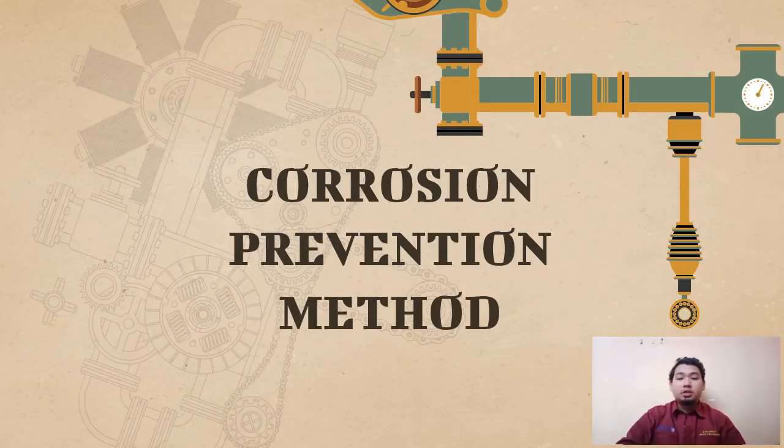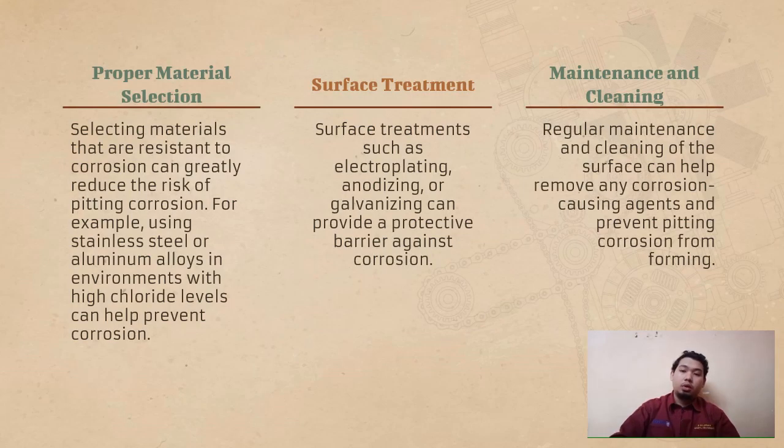Okay, the next slide is corrosion prevention methods. For corrosion prevention, there are six methods. The first one is proper material selection. Selecting materials that are resistant to corrosion can greatly reduce the risk of pitting corrosion. For example, using stainless steel or aluminium alloy in an environment with high chloride levels can help prevent corrosion. Next is surface treatment.